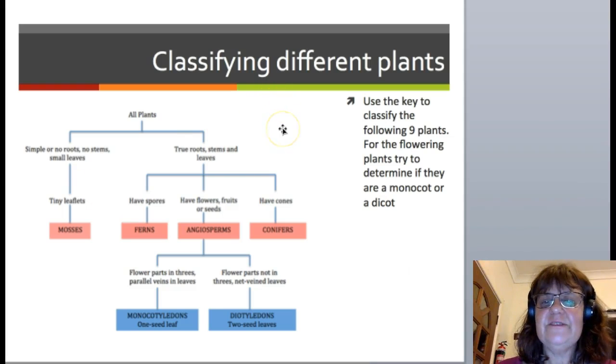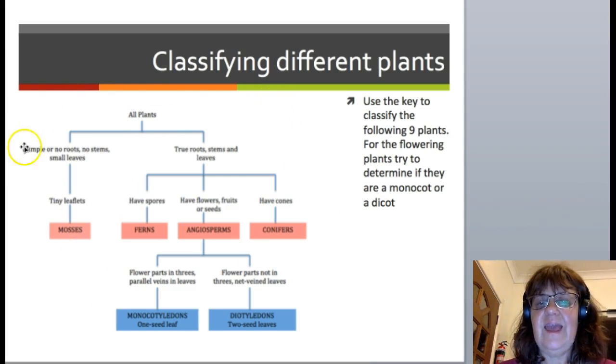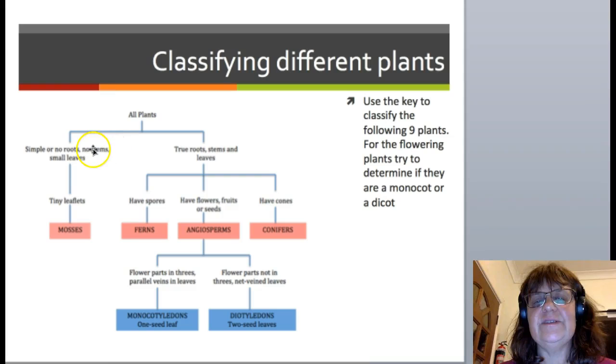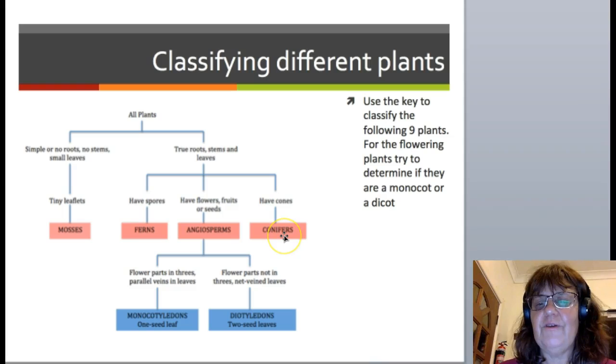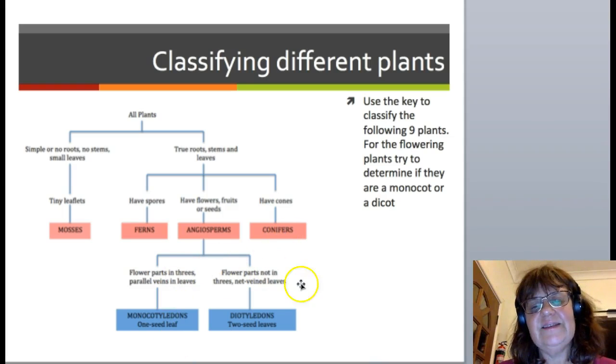To classify different plants, we have, once again, a key. It's not a dichotomous key, but it kind of works. We've got all plants. If they're simple or have no roots, no stems, and tiny leaves, we say they're mosses. True roots, stems and leaves, and they've got spores, are ferns. Flowers or fruits are angiosperms, and those that have cones are conifers. And this is an extra bit.